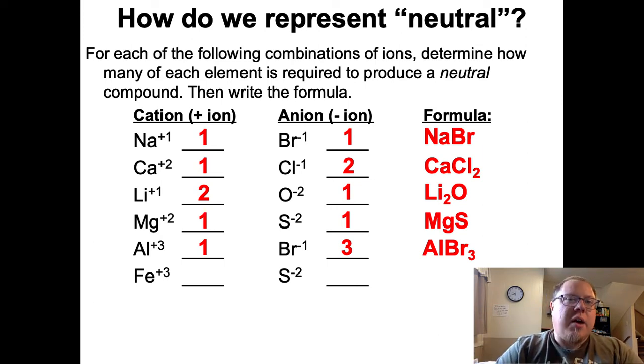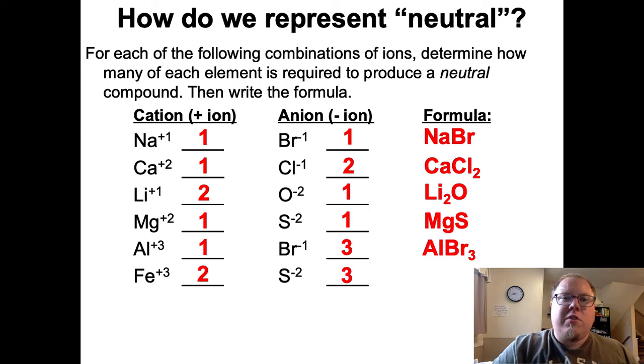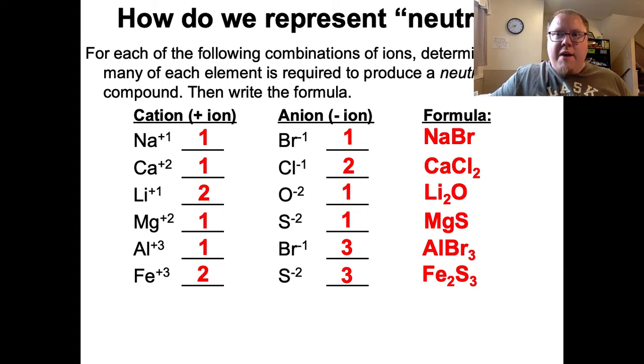So in this case, I could have 2 irons and then 3 sulfurs, and then that would be equal because it'd be 3 plus 3 equaling 2, 2, and 2. So this would be a 2-to-3 ratio. So this is actually kind of tricky there, sorry. So the formula for this one would be Fe2S3. Okay, Fe2S3.